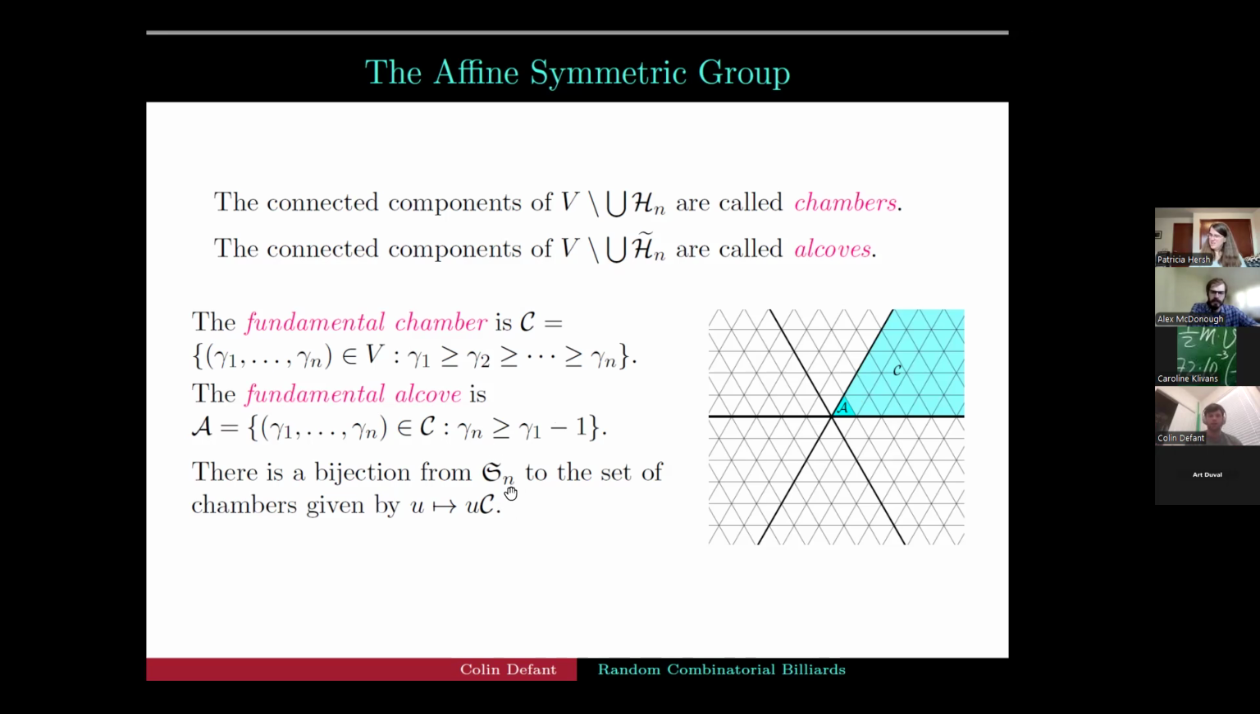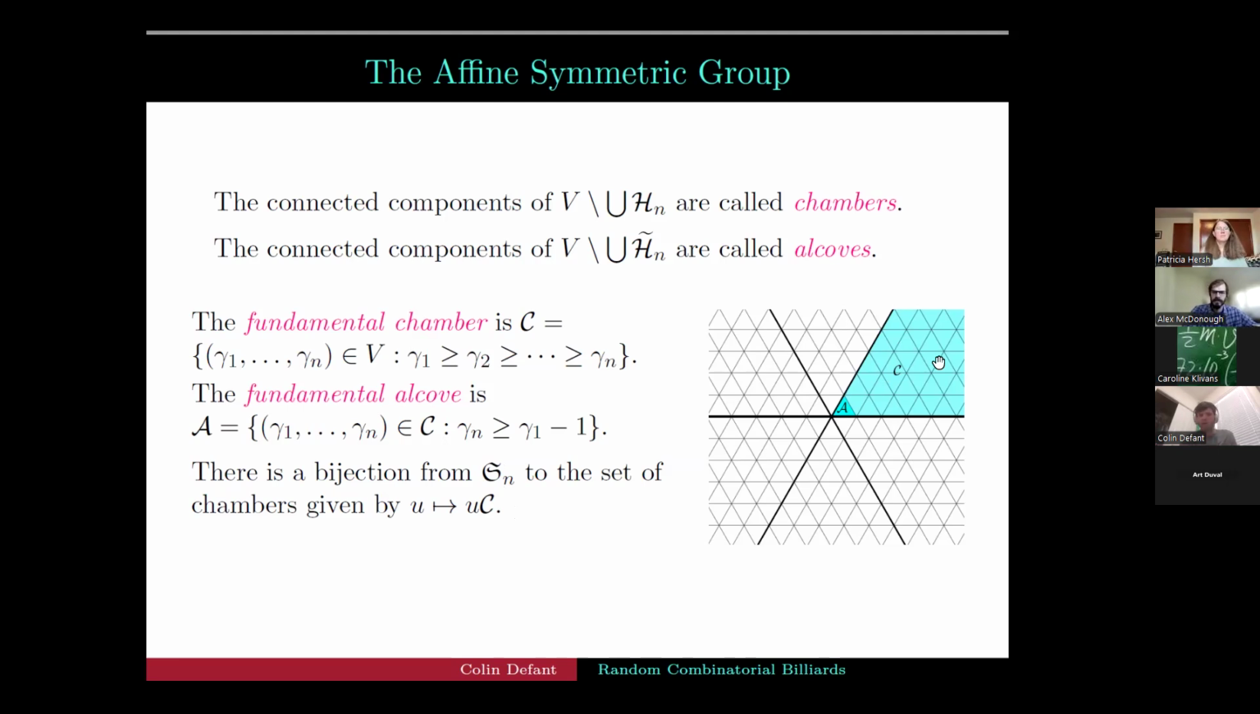And there's a bijection from the symmetric group S_n to the set of chambers. Basically, it's because I defined the symmetric group geometrically as acting on the space V, right? It's generated by these reflections. And if you just apply that action to the fundamental chamber, then this ends up giving you this bijection. Or another way of saying this is a free and transitive action of the symmetric group on the set of chambers. So here there are 6 chambers, and that corresponds to the fact that there are 6 permutations of size 3.